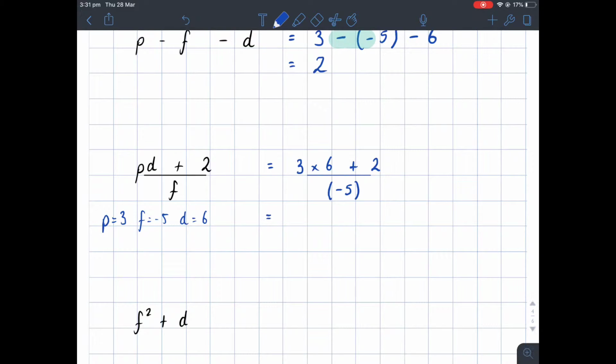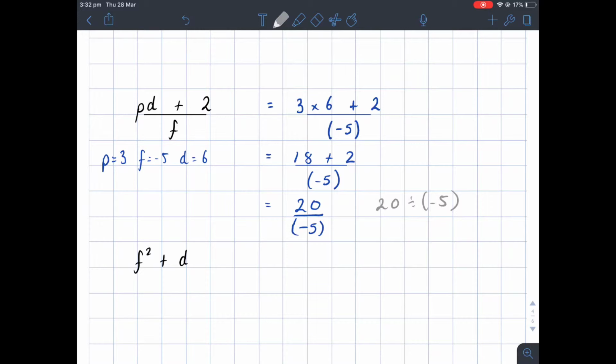Now we're going to first of all simplify the numerator here. So 3 times 6 is 18, so 18 plus 2 over -5, and then 18 plus 2 is 20, so 20 over -5. Now what we've got here is this is the same as 20 divided by -5. So it's a positive divided by a negative. Positive divided by a negative is a negative. So 20 divided by -5 is the same as 20 divided by 5, which is 4, but our answer is negative. So 20 divided by -5 is -4. And that would be our final answer here.